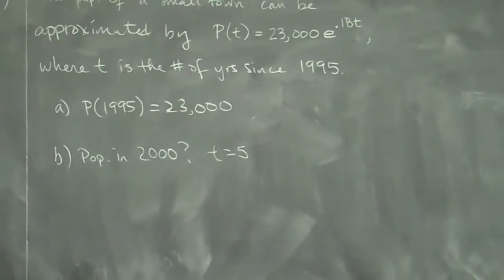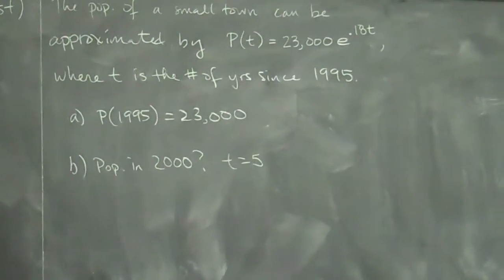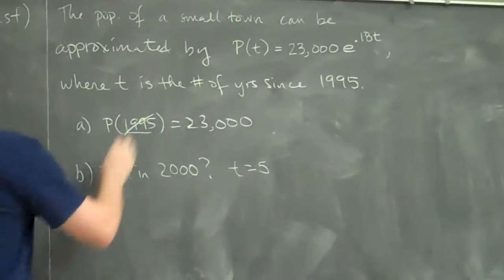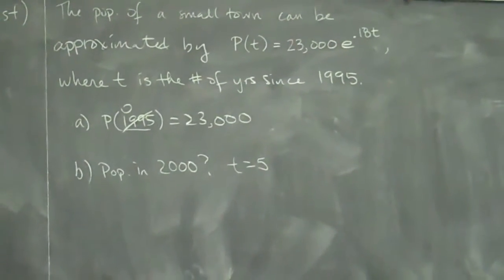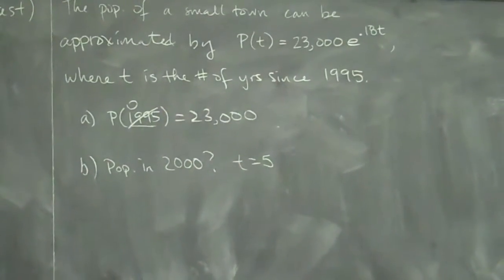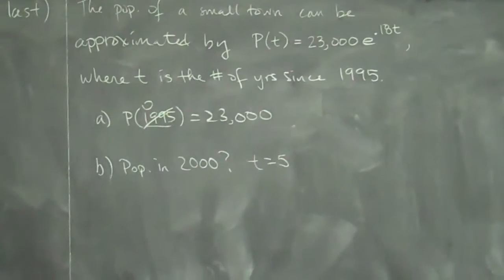Oh, hang on. This is a typo. Did y'all see the typo? I fell for my own trap. Right here. That's not 1995. That's zero. That's time equals zero. Sorry. Can't believe I did that. That was the whole point I was trying to make. The year isn't the thing I'm plugging in for T. Duh!